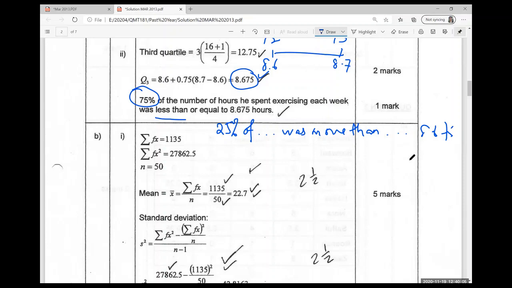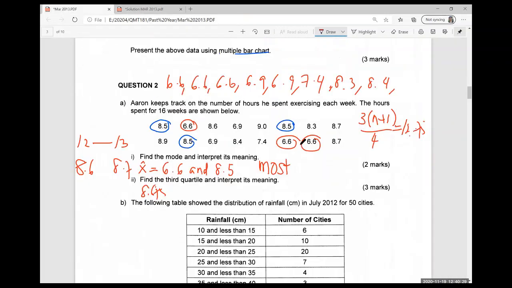So this is for the third quartile. For the first quartile, it will be vice versa. It will be 25% less than the value, 75% greater than the value. So that is in terms of calculating the quartile and interpret its meaning.